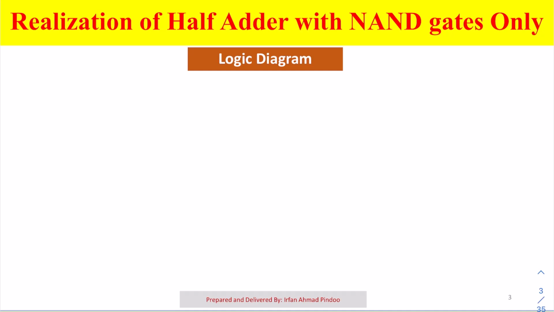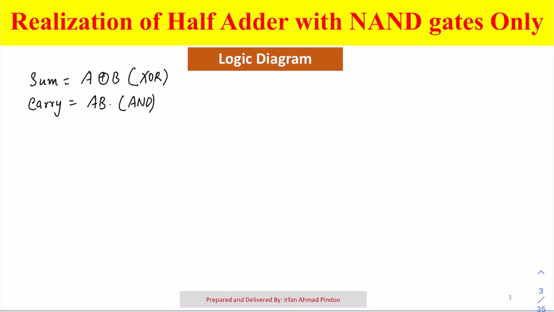Welcome back, students. In this video we will talk about realization of half adder using NAND gates only. If you look into the previous videos of half adder, we derived certain equations of sum and carry. The sum equation was given as A XOR B and carry equation was given as A and B dot product. Means we were using XOR gate here and we were using AND gate over here.